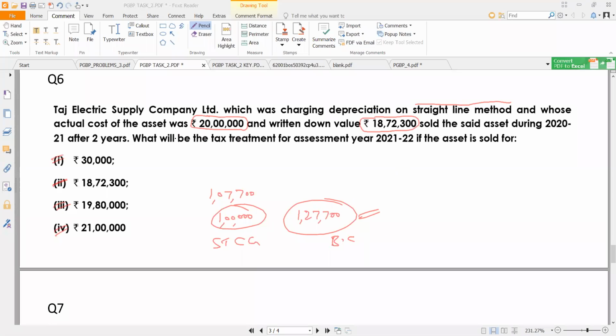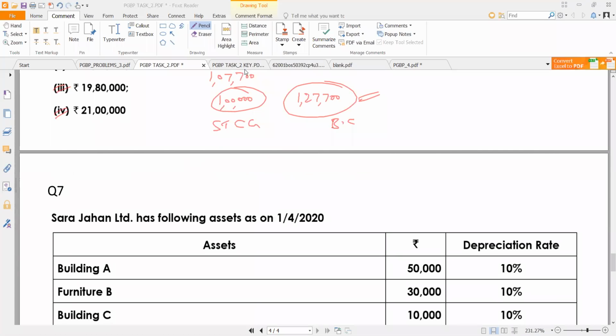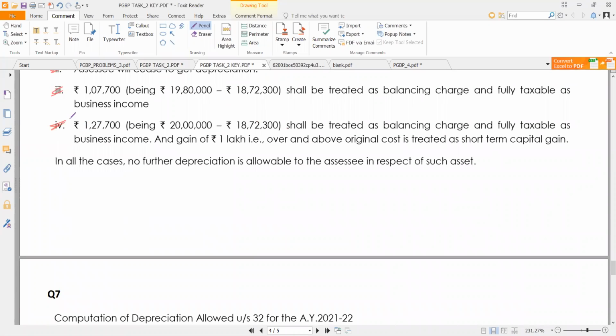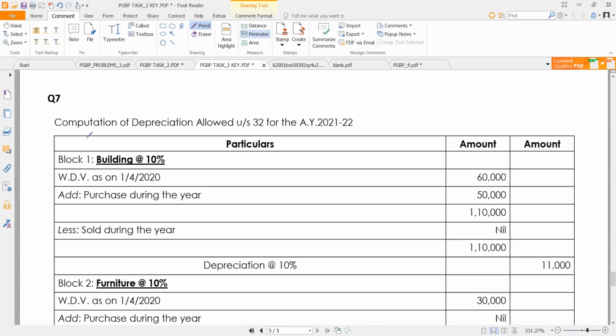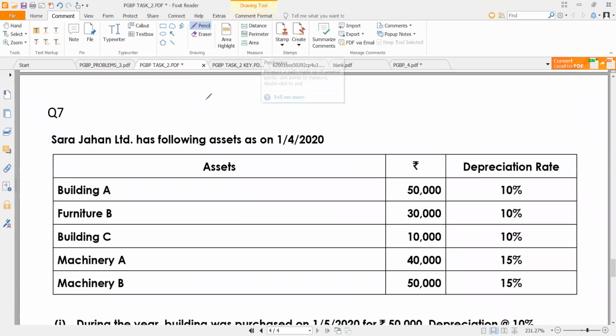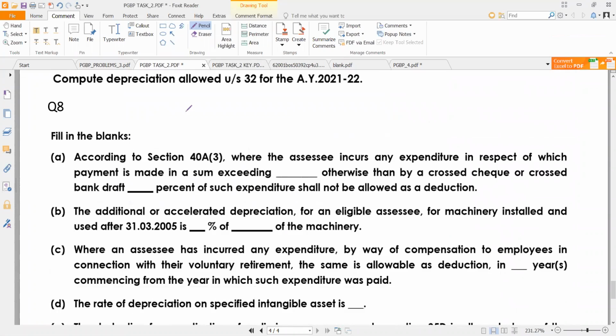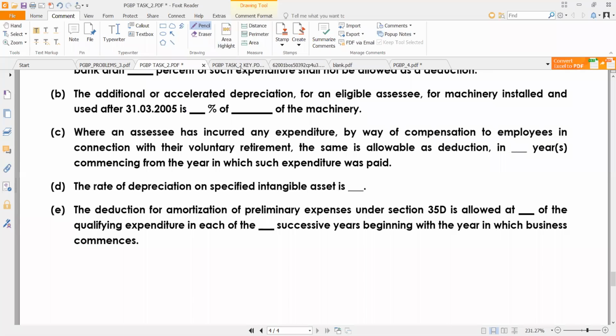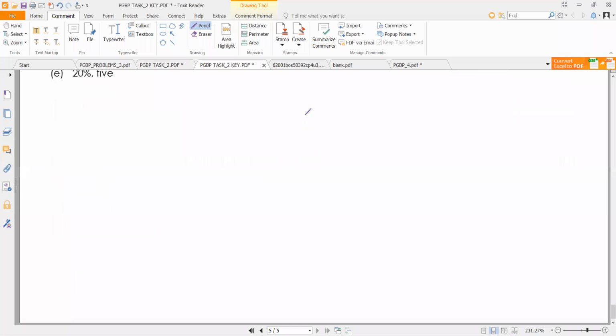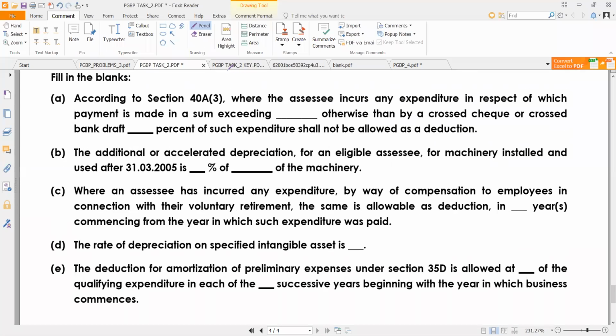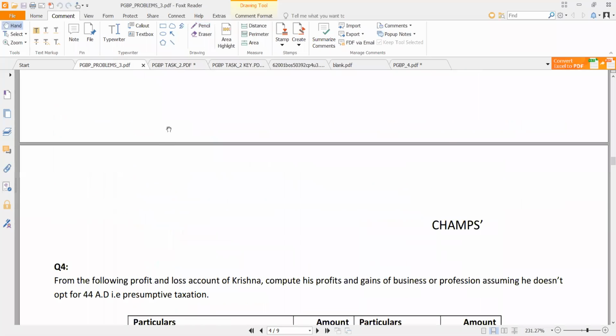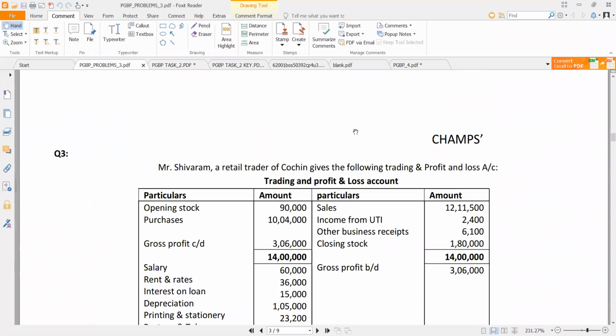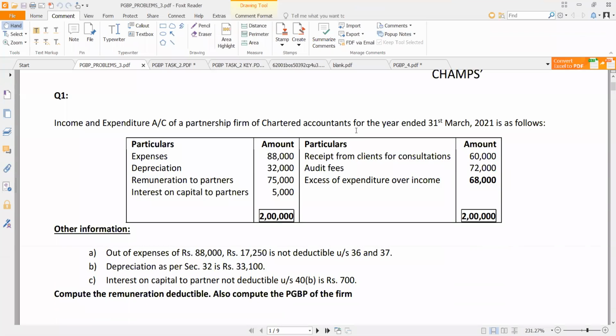That's it. That was question number six. Of course, in all cases, no more depreciation will be there. Then question number seven is a straightforward question, and eight also straightforward. You can just go through the key, nothing special to explain about them. So that was task number two. The first two questions in this are very important. Those are important in the sense they cover a lot of aspects, and those aspects have to be definitely observed and carefully applied.